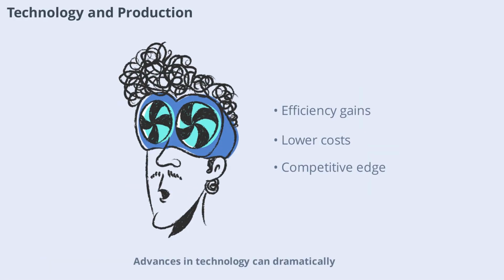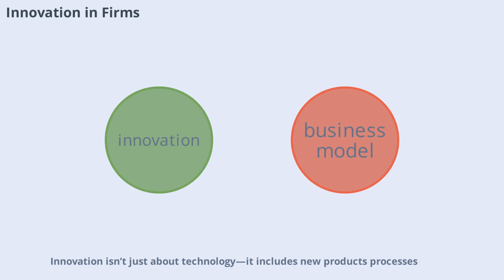Advances in technology can dramatically improve production efficiency and lower costs. Firms that adopt new technologies often gain a competitive advantage, allowing them to produce more with fewer resources and respond quickly to market changes. Innovation isn't just about technology, it includes new products, processes, and business models.